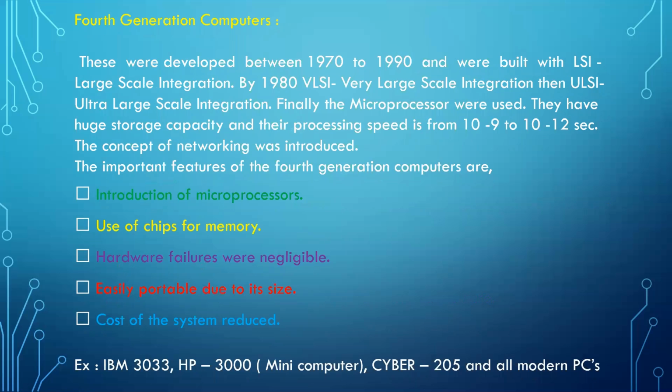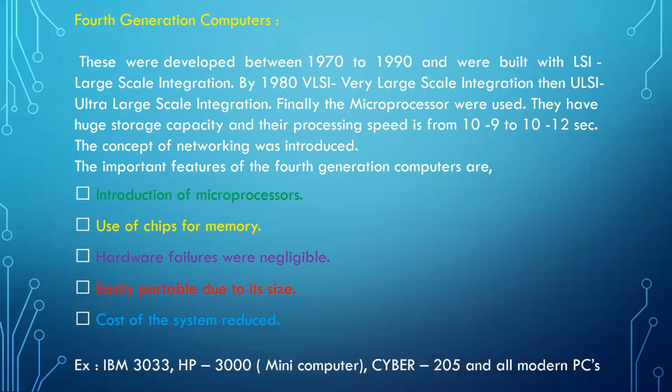And in the fourth generation, nothing is new, only an improvement of ICs took place in the development of fourth generation computers. That is, these computers were developed between 1970 to 1990. In this period, we changed step by step. Initially, we started with the large-scale integration process, and by 1980, very large-scale integration. Then ultra-large-scale integration. At the end, finally, we developed a microprocessor by using the basic concept of IC.